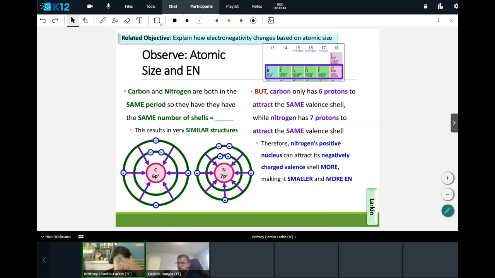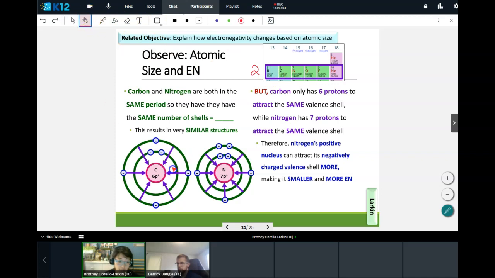of what's happening here, because I know it's kind of hard to visualize why it's really shrinking. So let's go ahead and take a look at a real example here. So carbon and nitrogen are both in the same period. All right, so they're both in period 2. You can see them right here. Here's carbon and nitrogen. And as a result, they have the same number of shells.